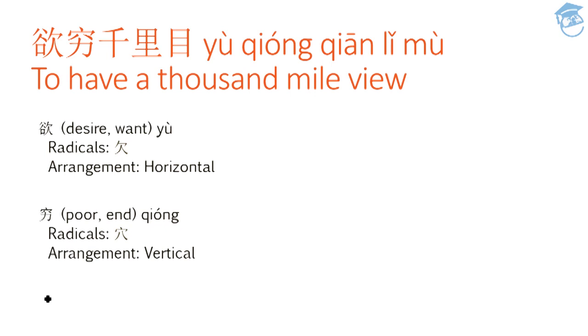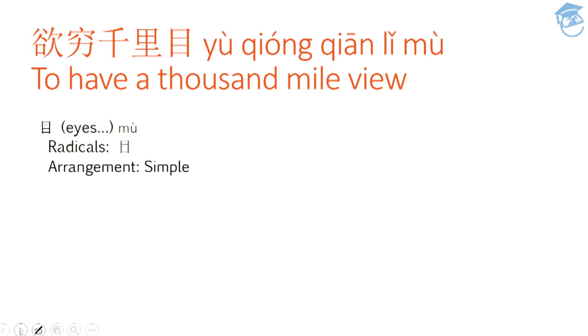Okay, I'll explain what this verse means. So, 欲穷千里目 is to have a 1,000-mile view. So, 千里目 should be really obvious. Okay, the next new word is 目. Okay, 目 means eyes and it has other meanings, but I'll leave it for now. This is the pinyin 目. Okay, the radical is itself, so the arrangement is simple. Let's look at how to write 目.